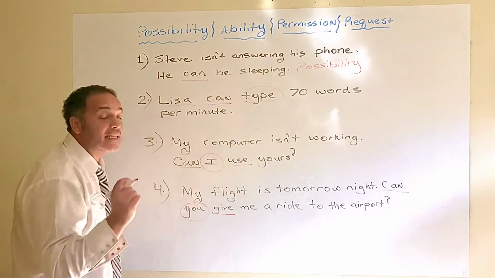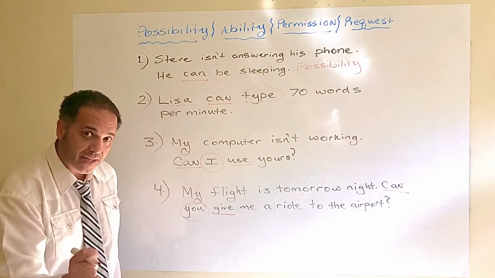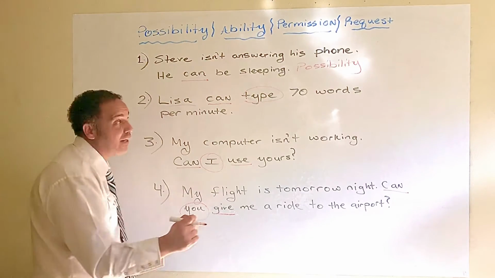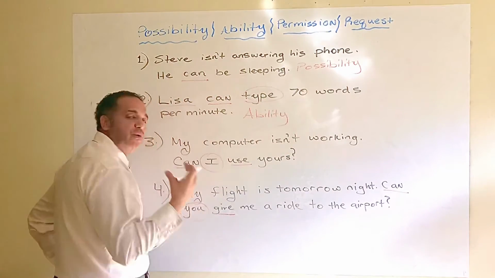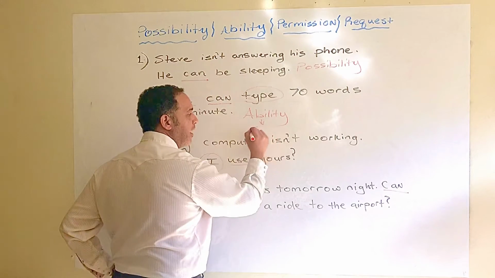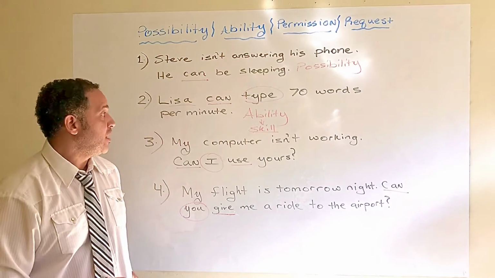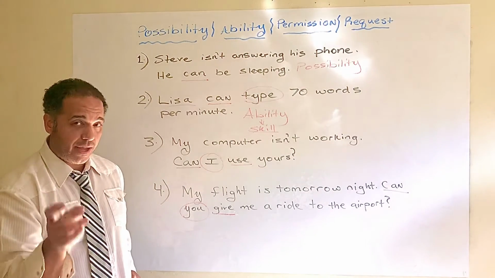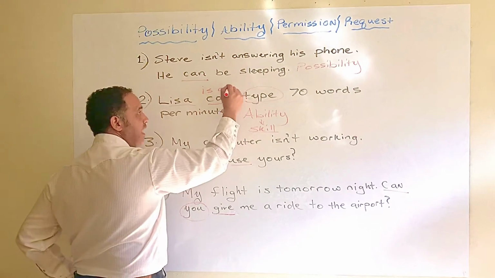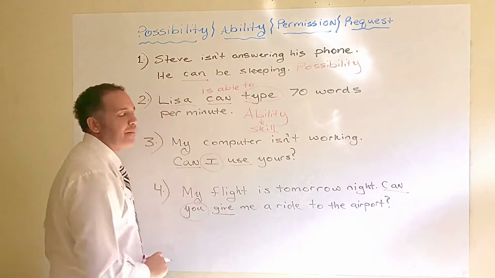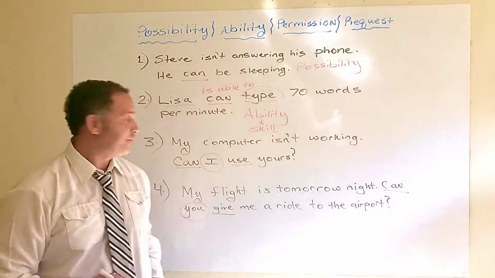Number 2, Lisa can type 70 words per minute. This one, ability. Remember, when we say ability, we are talking about a skill, something that you know how to do. Now, only for ability, again, we can use a modal-like expression. Lisa, I could say, is able to type 70 words per minute. Only with ability, we have that other option.